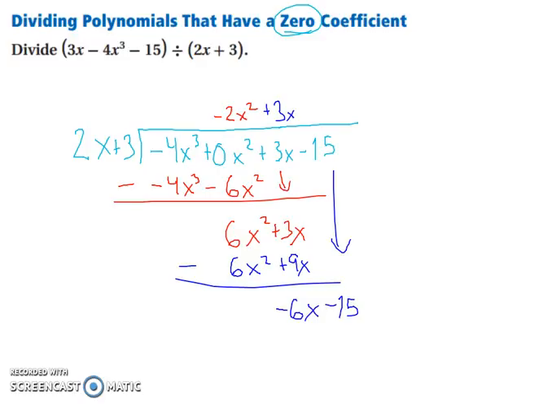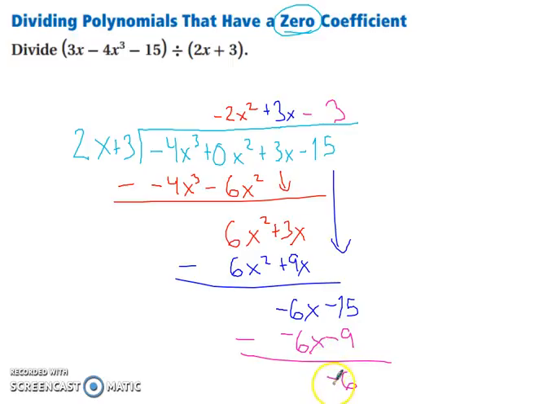And then we ask ourselves the question, what times 2x is going to give us negative 6x? In this case, negative 3. So we have negative 6x, and then negative 3 times 3 is a minus 9. And then we're subtracting. So negative 15 minus negative 9 is like saying negative 15 plus 9. So we get negative 6.